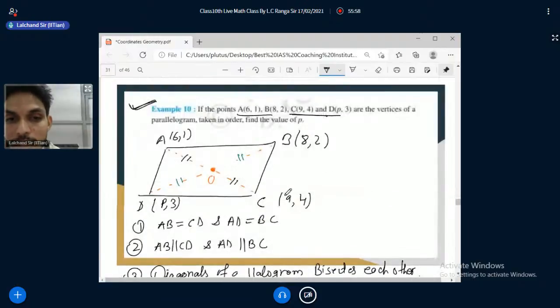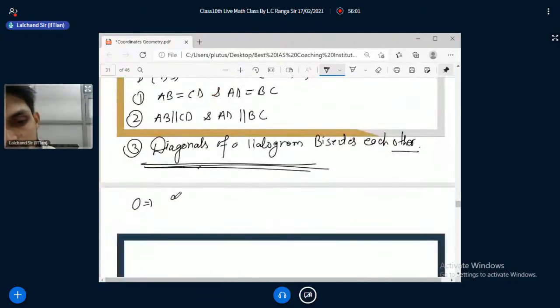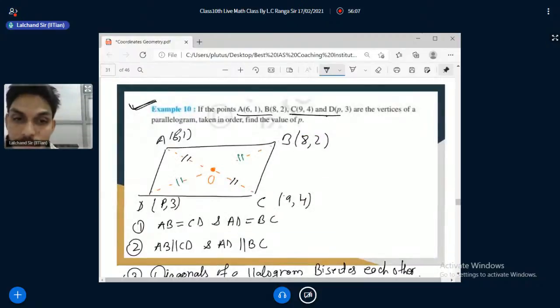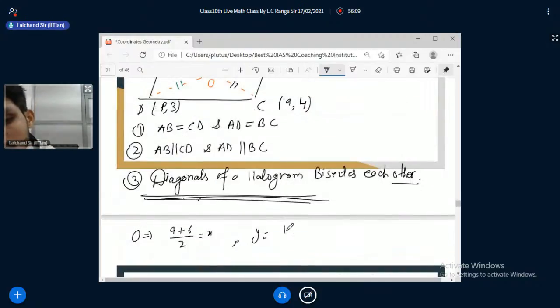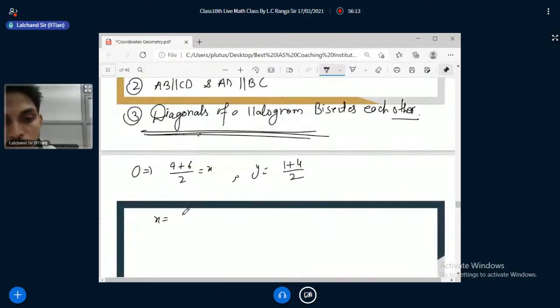We can write (9 + 6) by 2, that is our x coordinate. And for the y coordinate, we can write (1 + 4) by 2. So our x coordinate will be 15 by 2 and the y coordinate will be 5 by 2.